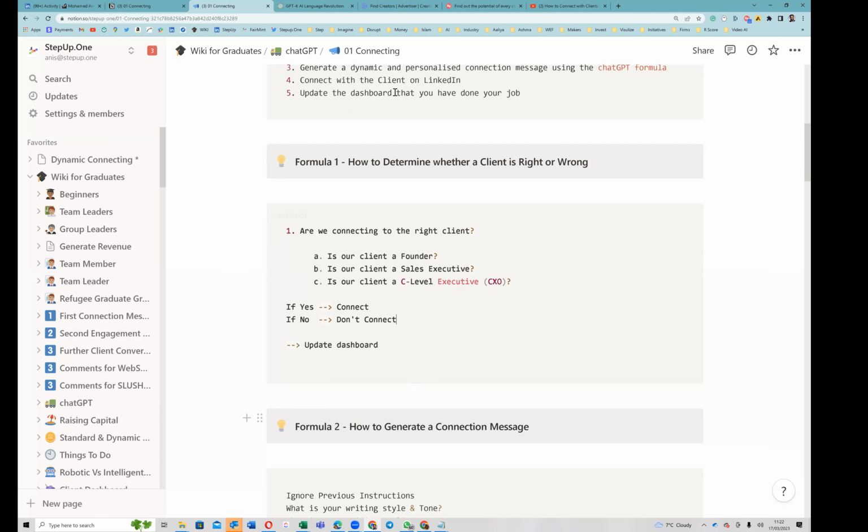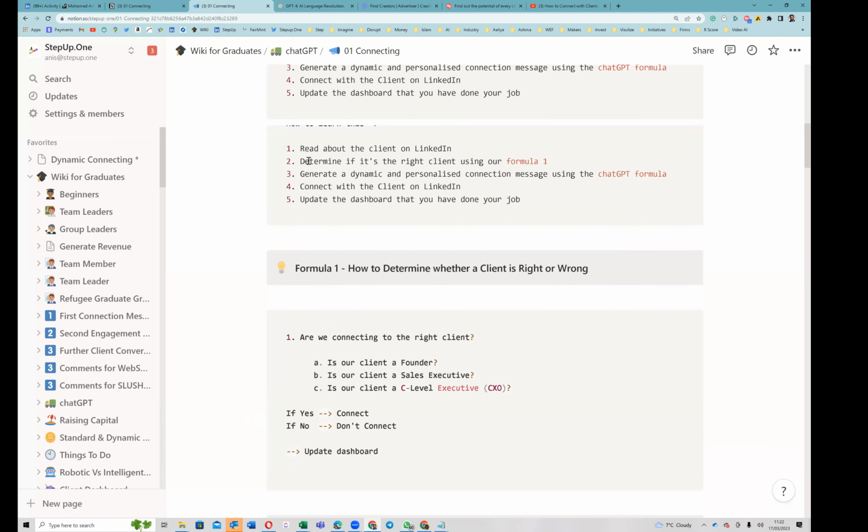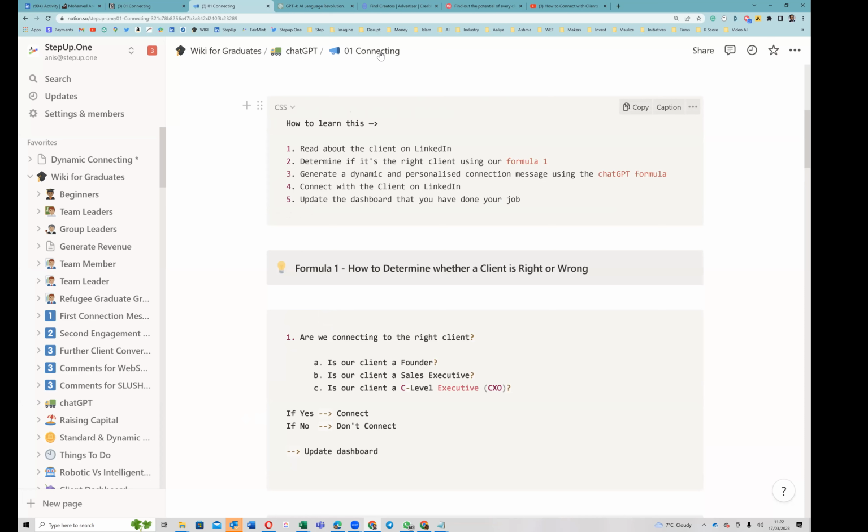What is formula 2? I'm just explaining quickly for you, Karan, because I think you understand all these things. It's how to learn the skill of connecting: read about the client on LinkedIn, determine if the client is right, using formula 1.